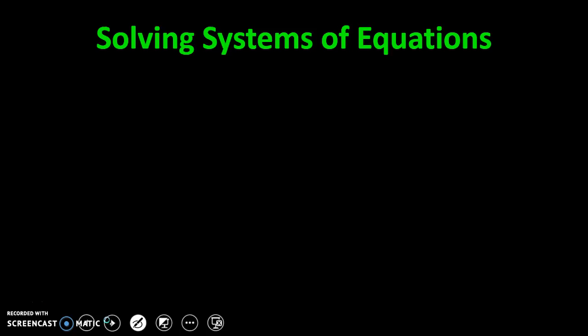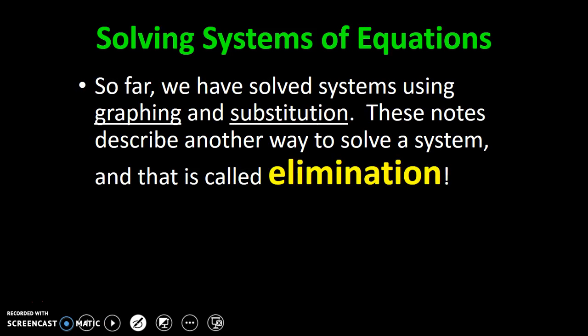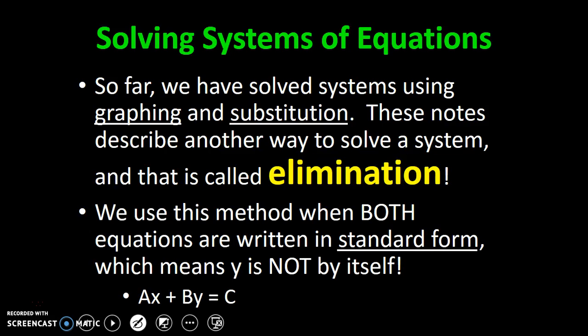So, solving systems of equations. So far, we've done graphing and substitution, so these notes describe another way to solve a system, which is by elimination. We use this method when both equations are written in standard form. Now remember, standard form is ax plus by equals c, where a, b, and c are numbers. A is greater than 0, so it's a positive number, and a, b, and c are not fractions or decimals. So this means that y is not by itself in this case.